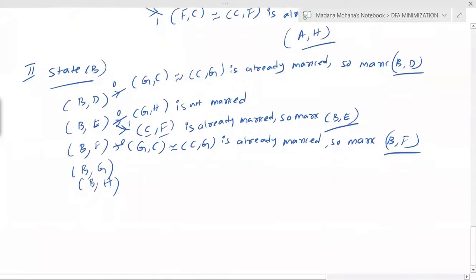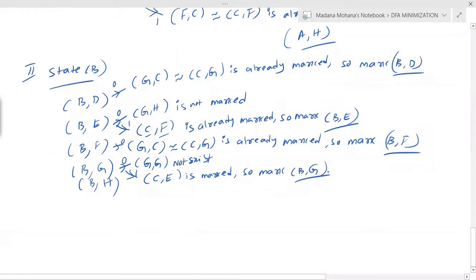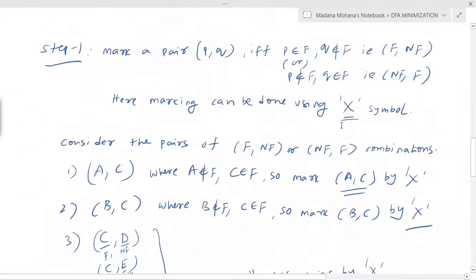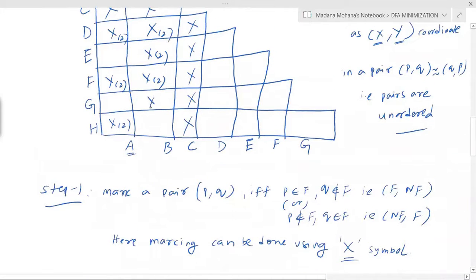Next, coming to B to G. B to G on input 0, you will get both G. This combination does not exist. Then you can go for the other input, 1. BG on 1, you will get C comma E. E is marked already. So mark the pair B comma G. Now you can mark the pair B comma G.